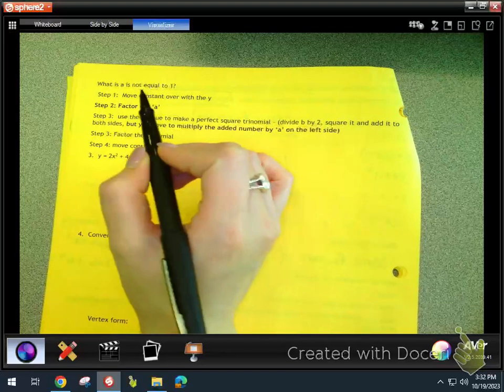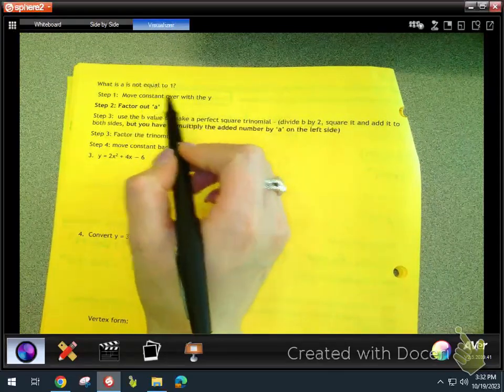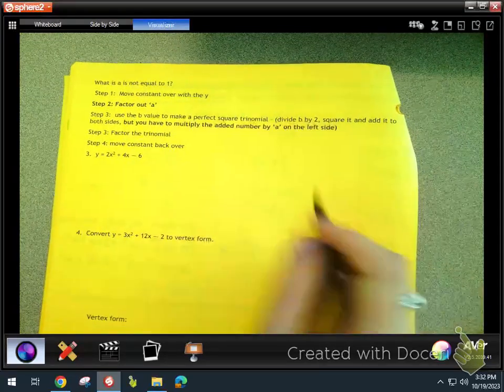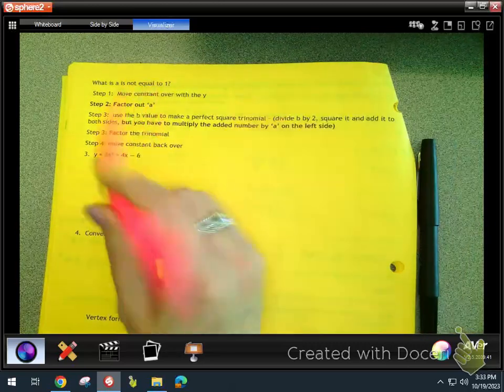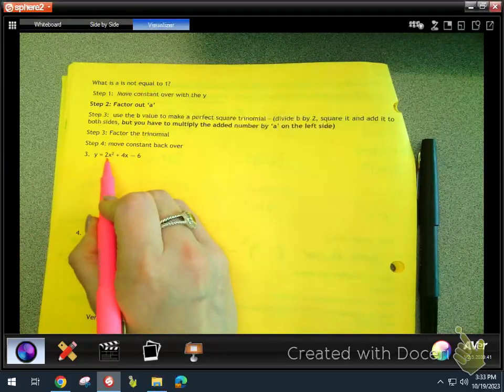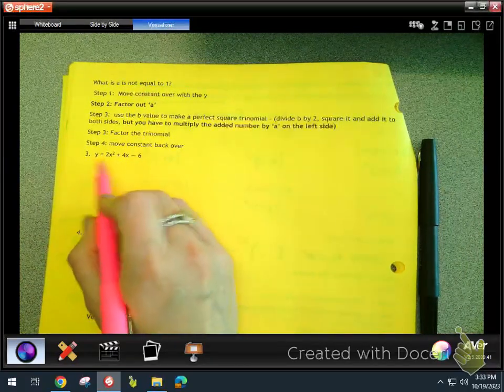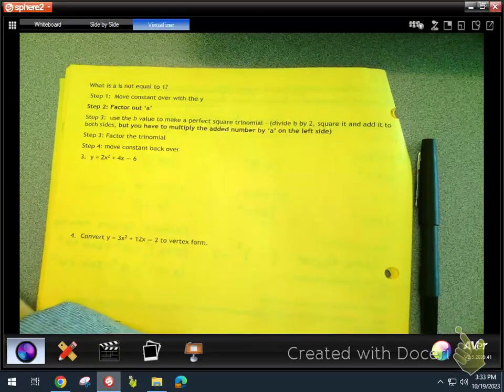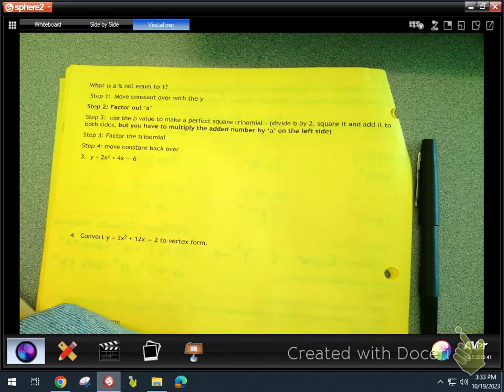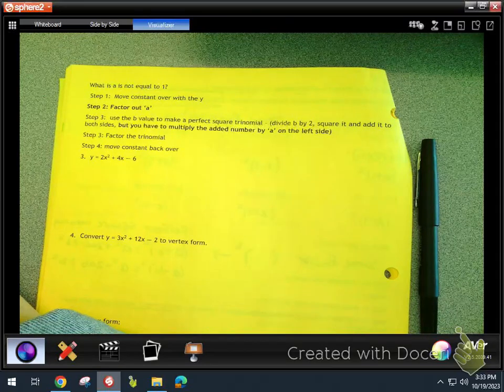Again, a slight difference. Okay? So, let's see where it is. Step 1 is still to move our constant over. All right, so let's talk about the equation y equals 2x squared plus 4x minus 6. When we factor, are we listening? When we factor, we are always checking for greatest common factors, step number 1. That's when we're factoring. When we're completing the square, we don't have to have that thinking cap on.